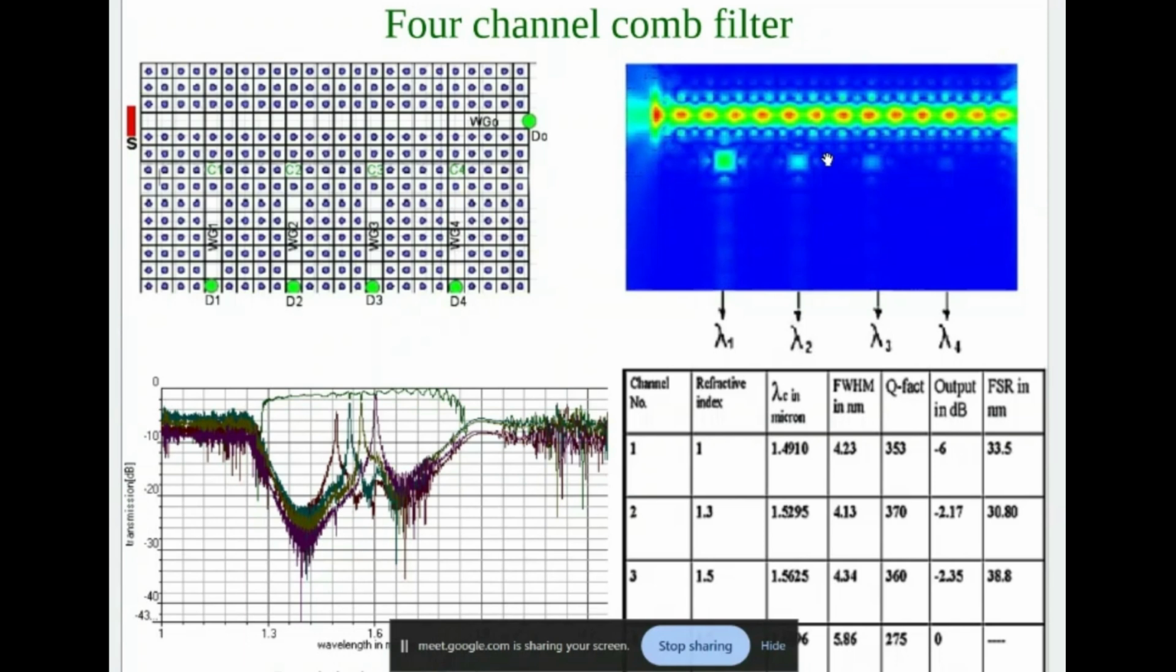Even MATLAB programs are available now. You can just key in and then you can manipulate. You can change the refractive index or whatever parameters you want, grid size. All the things you can change, for those who are doing research.